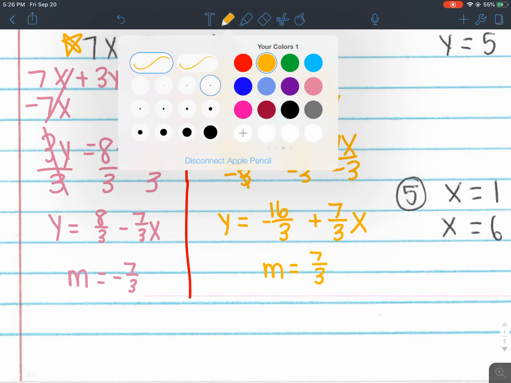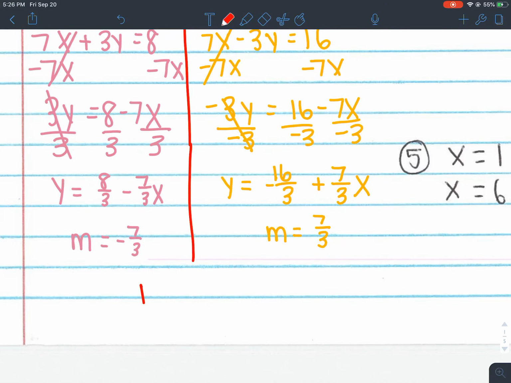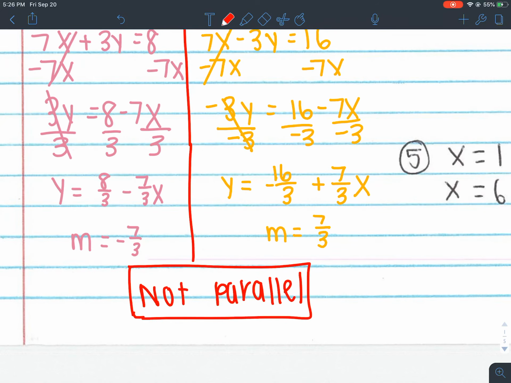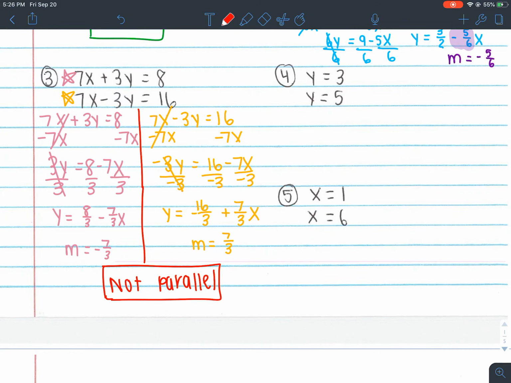Are these slopes the same? They are not the same. And if they're not exactly the same, then they're not parallel. They have to be exactly the same. So even though they're just a sign apart, it's still not the same. It's not enough.